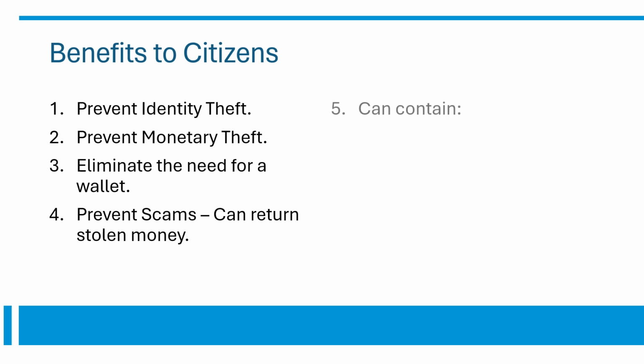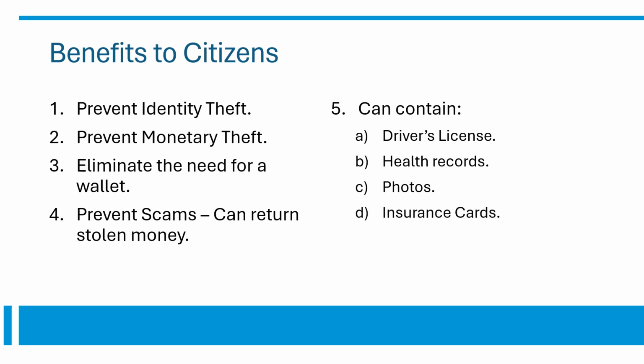The code could also contain items like driver's license. You would never forget your license again. Health records. Do you need to go to the emergency room? No problem. You always have your medical records with you. Photos. You would never need to worry about losing your phone or other device that carries your precious memories. Insurance cards. You could never forget your car insurance, your home insurance, or your health insurance ever again, and any other information that might be needed.